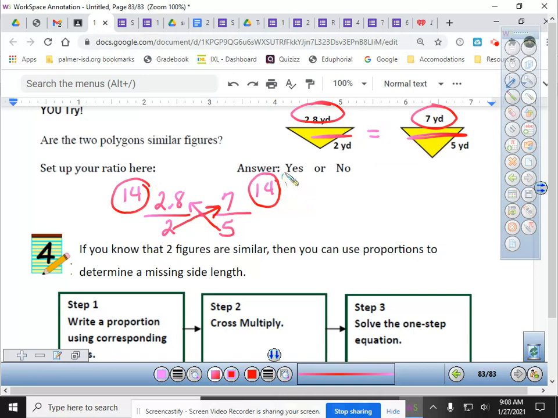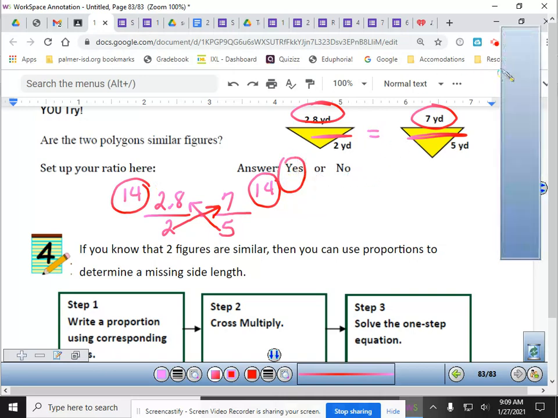Are these similar? Yes, because those two numbers are the same. That was my 4th grade.